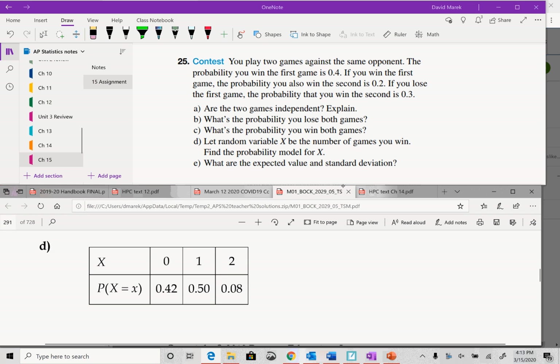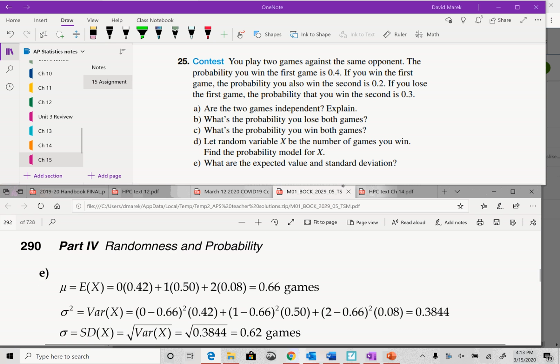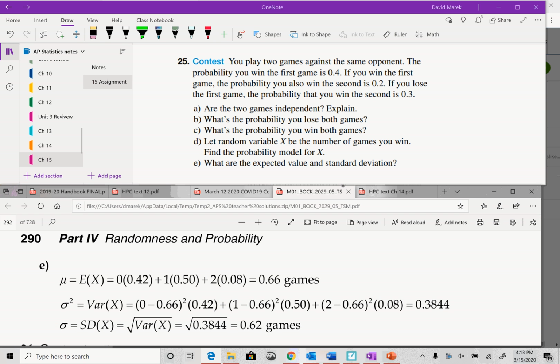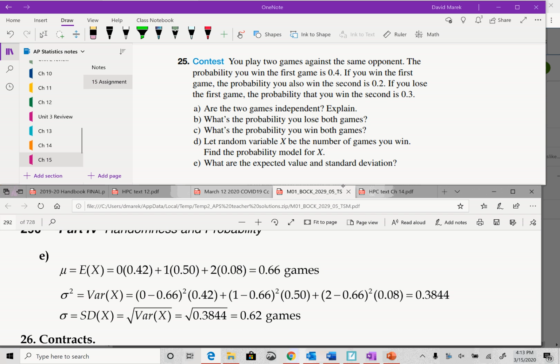Part E then, expected value, the expected outcome here. So again, you're going to multiply down your columns. 0 times 0.42, 1 times 1/2, 2 times 0.08. You're going to win 0.66 games. And again, this is the usual spiel here with our variation: difference between 0 minus 0.66, 1 minus 0.66, 2 minus 0.66. Square those, multiply by the probabilities, take the square root to knock it back down to standard deviation.